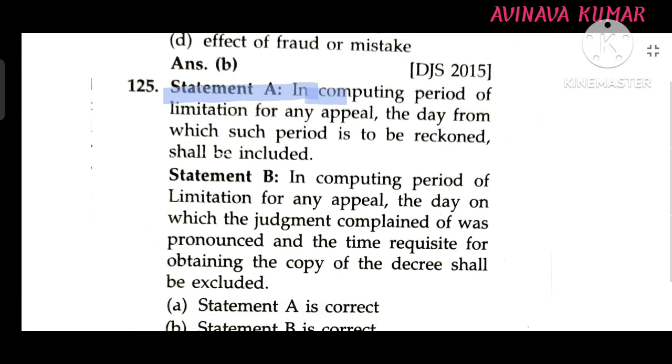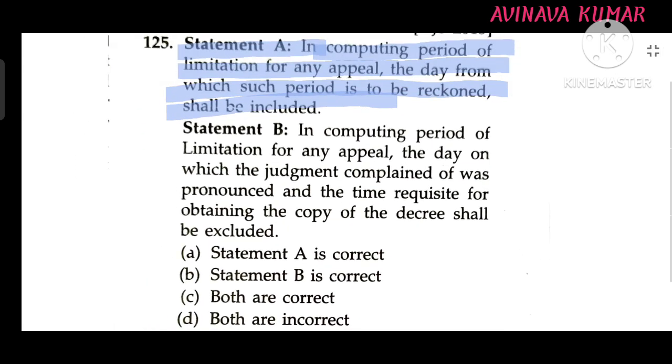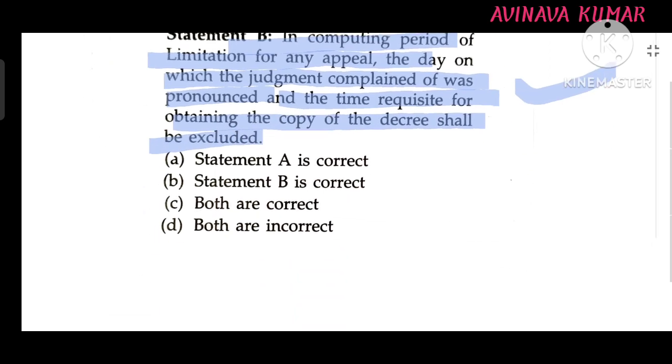Statement A: In computing the period of limitation for any appeal, the day from which the period is to be reckoned shall be included. Statement B: In computing the period of limitation for an appeal, the day on which the judgment complained of was pronounced and the time requisite for obtaining the copy of the decree shall be excluded. This one is right.